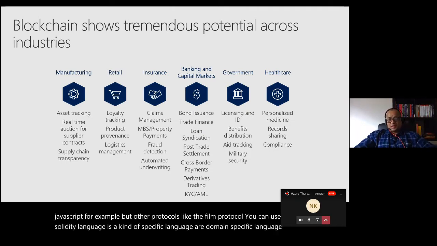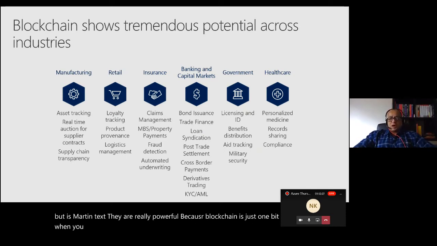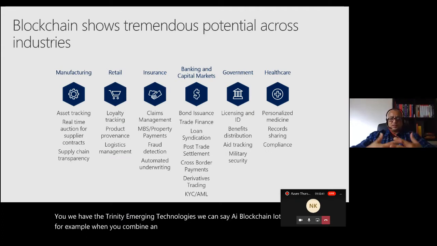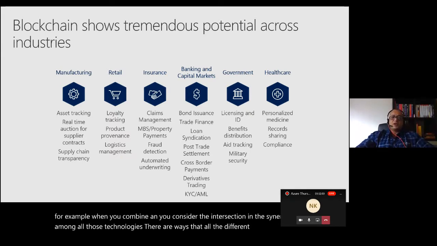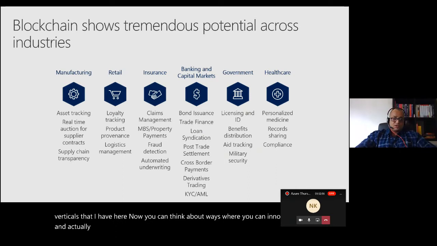But smart contracts are really powerful because blockchain is just one piece when you consider what we can call the exponential technologies or emerging technologies. We have the trinity of emerging technologies: AI, blockchain, and IoT, for example. When you combine them and consider the intersection and synergy among all those technologies, for all the different business verticals that I have here, you can think about ways to innovate and implement new use cases and provide the key differentiations that are so important nowadays.